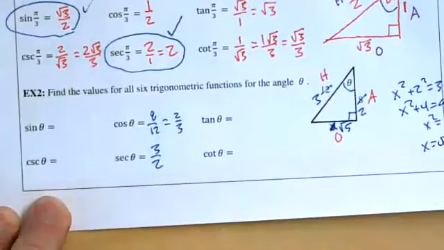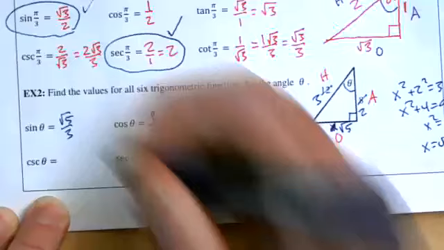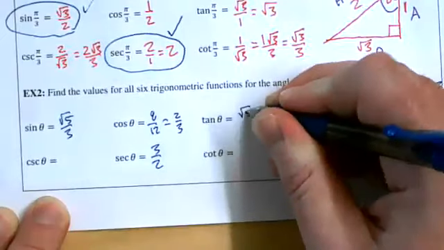Nice. All right, sine is opposite over hypotenuse. Tangent is opposite over adjacent.